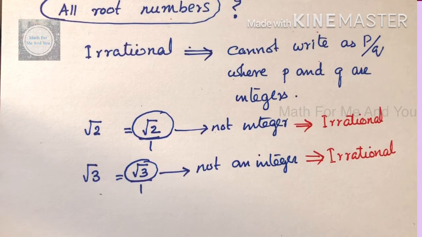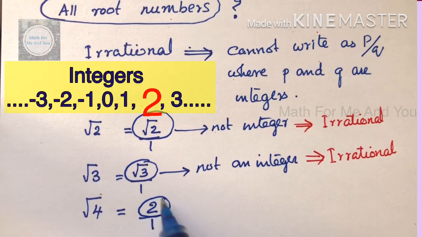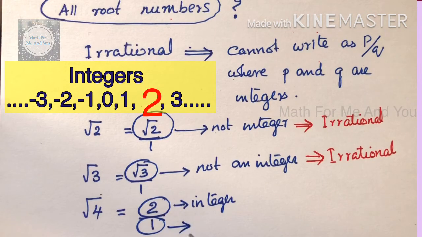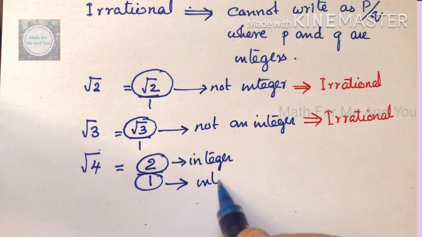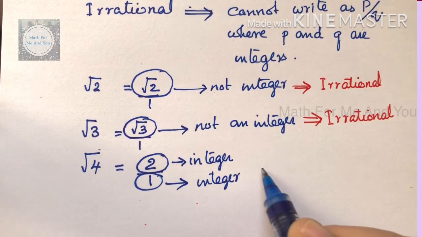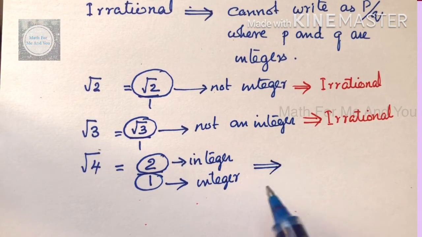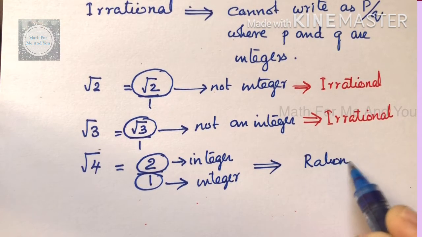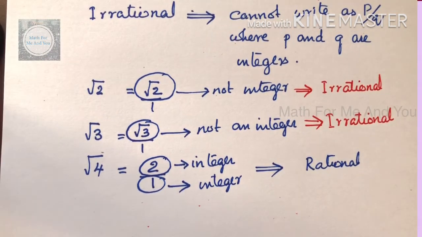Next is root 4. But what is root 4? Root 4 is equal to 2 because 4 is a perfect square. When we take the square root, we get 2, and 2 is an integer. Also the denominator 1 is an integer. That means we can write root 4 as p by q, where p and q are integers. This shows root 4 is a rational number.